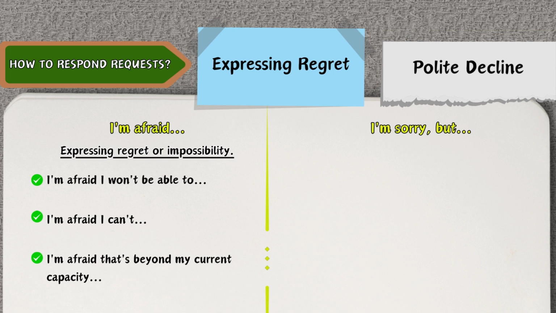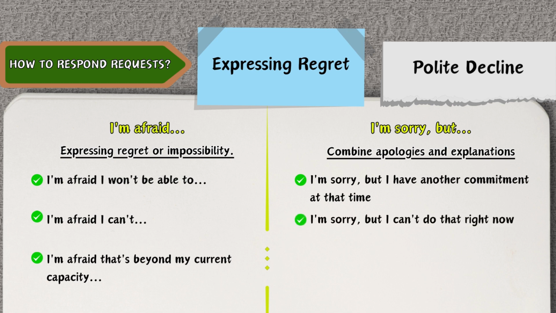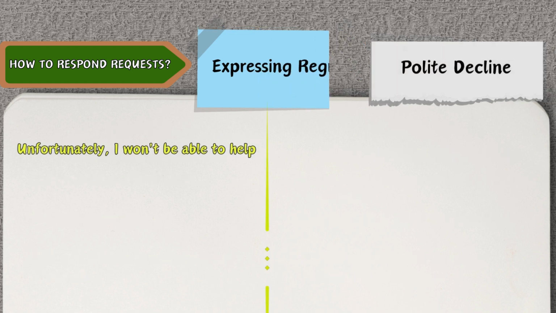I'm sorry, but. This structure combines an apology with the explanation of the inability to fulfill the request. I'm sorry, but I have another commitment at that time. I'm sorry, but I can't do that right now.